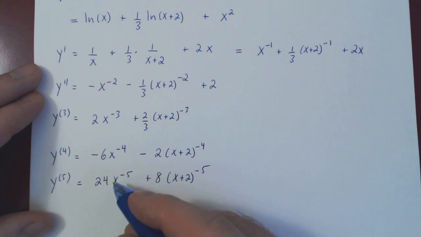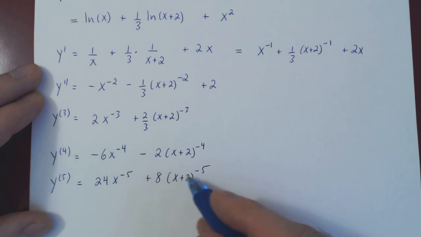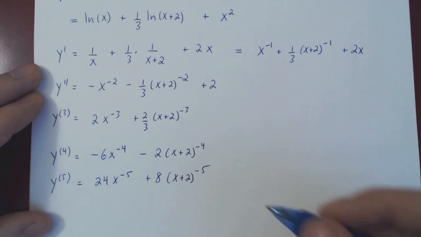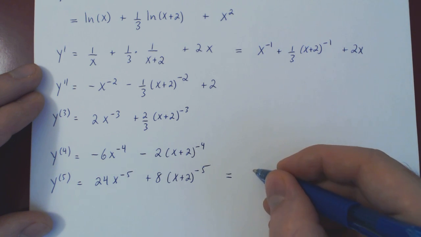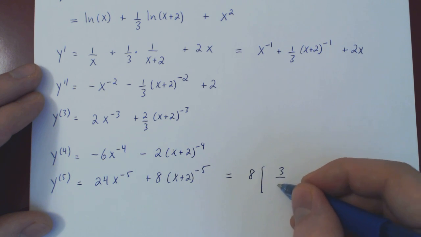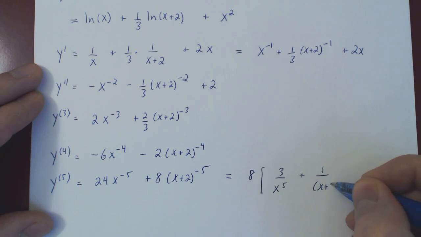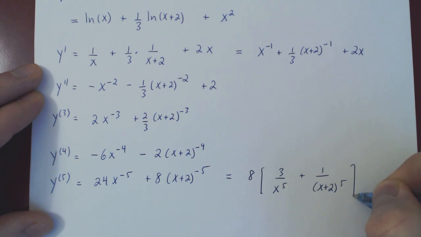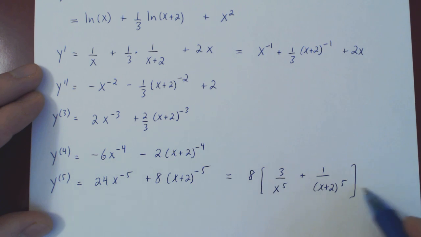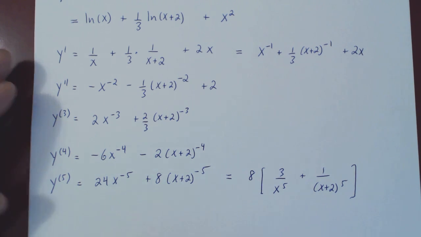You could, if you wanted to, put this over 24 over x to the 5, 8 over (x plus 2) to the 5. And you could also factor out 8, which would leave you with 3 over x to the 5 plus 1 over (x plus 2) to the 5. But at this point, this is more or less just a cosmetic rearranging of the derivative.